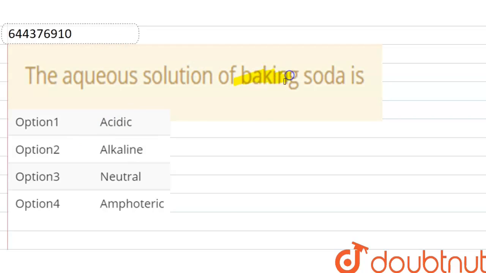Question: is the aqueous solution of baking soda acidic, alkaline, neutral, or amphoteric?